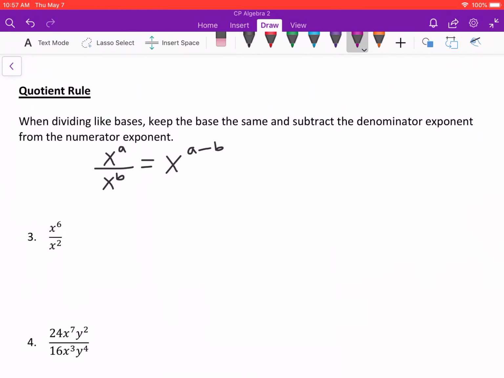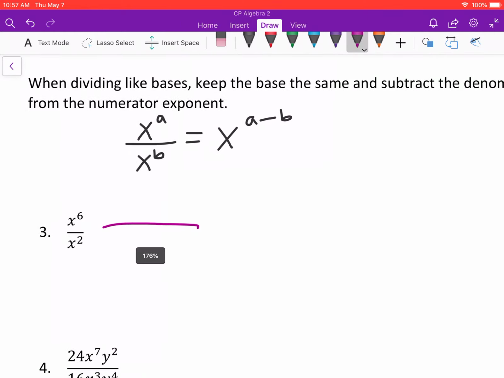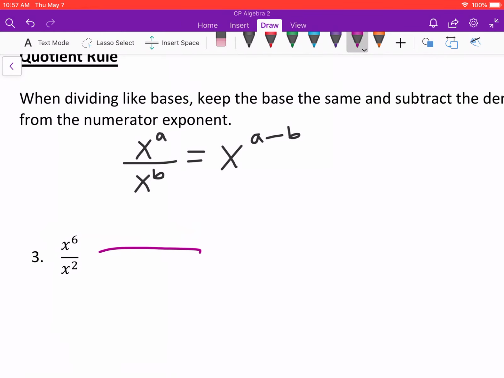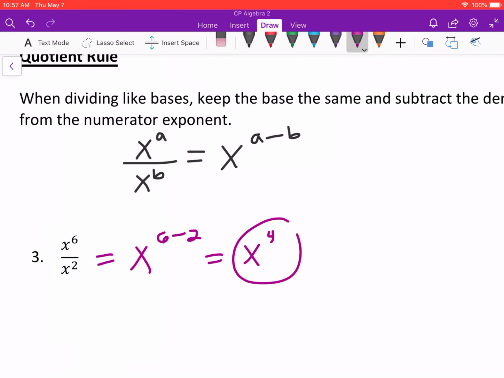So for our first example, we have x to the power of 6 over x squared. So we are going to take that and say that's equal to x to the power of 6 minus 2, which equals x to the power of 4. So all I did was take the numerator exponent, that's 6, and subtract the 2 from the denominator. And that's your final answer.